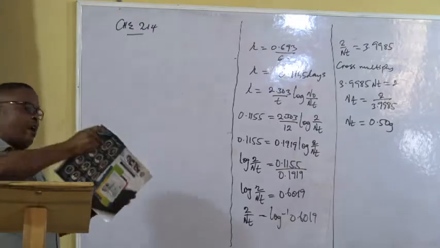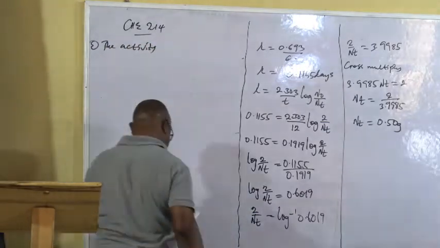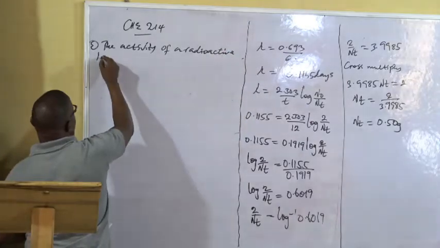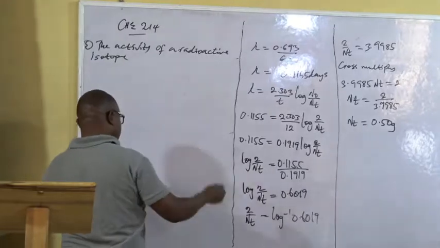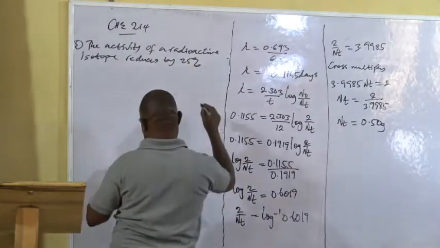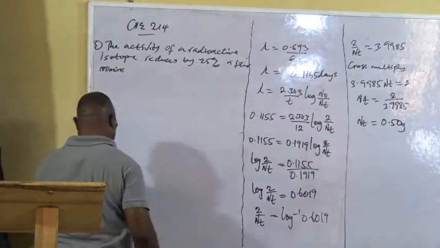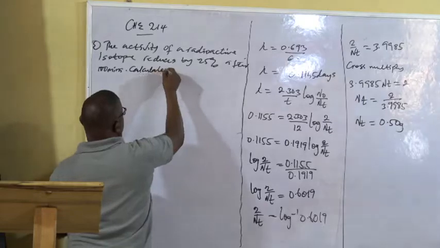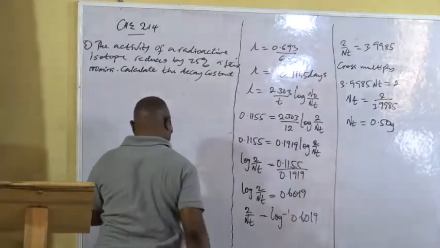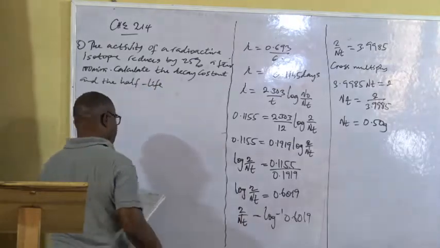Let's see question number 5. Question 5. The activity of a radioactive isotope reduces by 25% after 100 minutes. Calculate the decay constant and the half-life period.